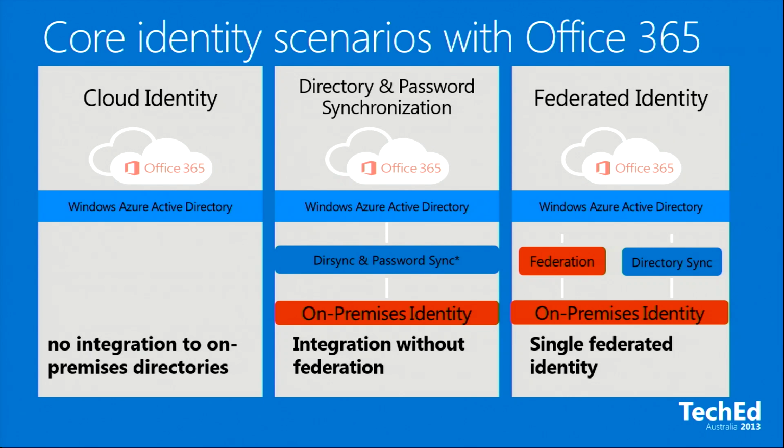And the last option really is federated identity, which is you're going to have a single federated identity between your on-premises directory and your Office 365 identity source. This is going to be the best option in terms of user experience, right? You really are signing on directly against your own Active Directory.